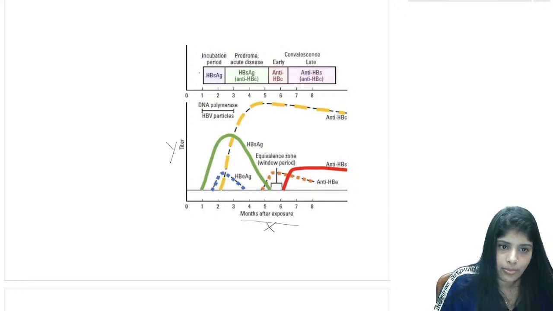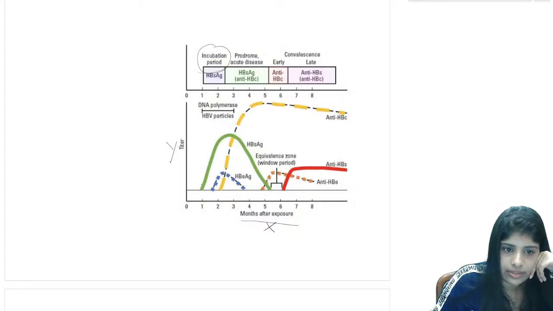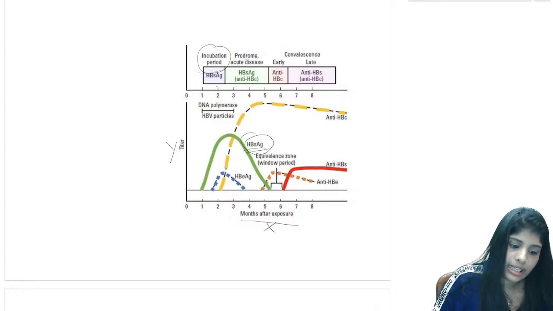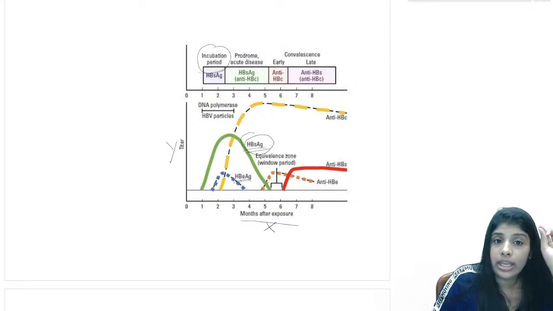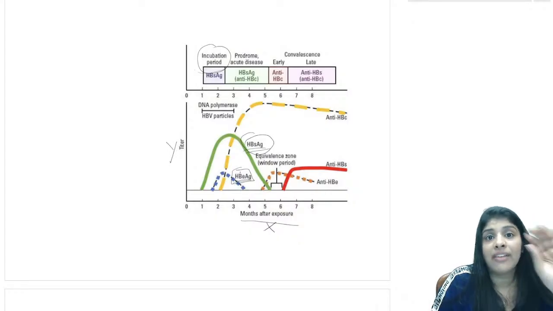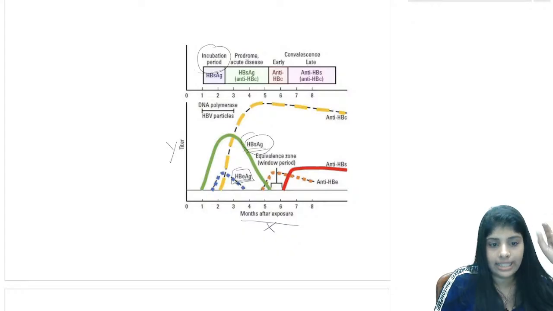Fine. So see the early phase, that's the incubation or the early phase here. What is there? We can see there is HBsAg. HBsAg is the first marker to appear when a person is infected with hepatitis. And HBeAg is also found in the early incubation period. You have to keep in mind, if HBeAg is seen in the blood, it means the person has the highest infectivity at that time.